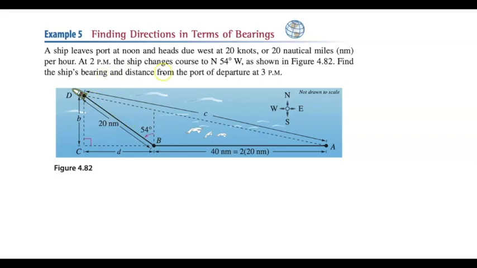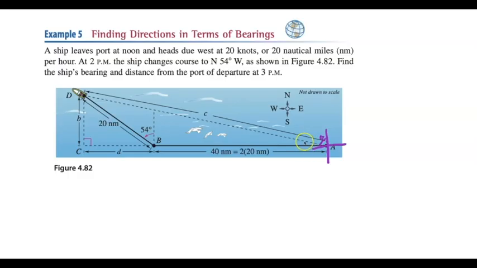Find the ship's bearing and the distance from the departure at 3 p.m. We're trying to find two things, the bearing and the distance from departure. Distance from departure is just this thing right here. We've got to figure out how much that line is. The bearing is basically, from here, and pretend this is like the northwest little grid there, we've got to figure out what that angle is. That's going to be the bearing.